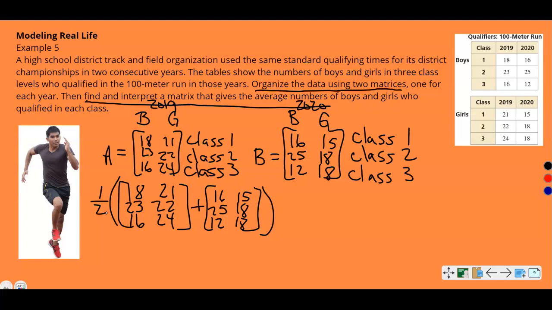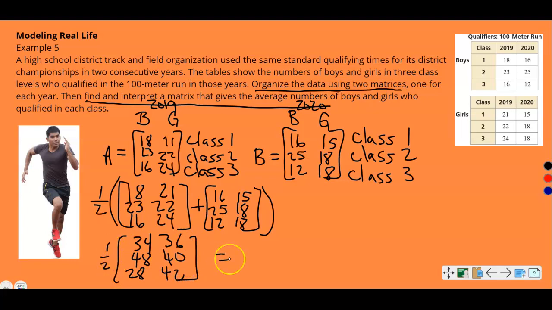So let's add these together. 18 and 16 gives me 34. 21 and 15 give me 36. 23 and 25, 48. 22 and 18 is 40. 16 and 12, 28. 24 and 18, 42. All right, bring my scalar down.